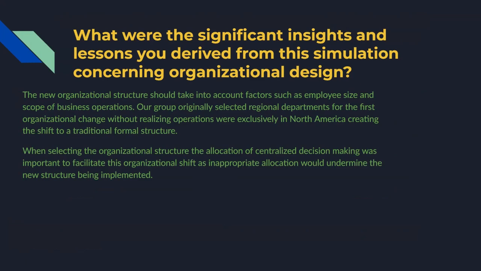What were the significant insights and lessons you derived from this simulation concerning organizational design? The new organizational structure should take into account factors such as employee size and scope of business operations. Our group originally selected regional departments for the first organizational change without realizing that the organization was exclusively in North America, creating the shift to a traditional formal structure. When selecting the organizational structure, the allocation of centralized decision-making was important to facilitate this organizational shift, as an inappropriate allocation would undermine the new structure being implemented.